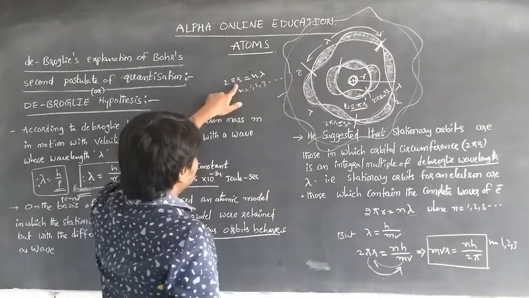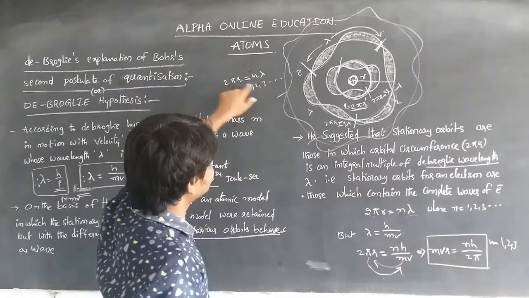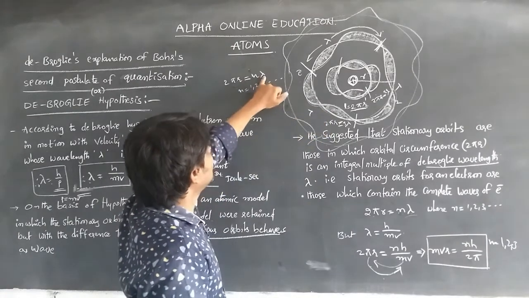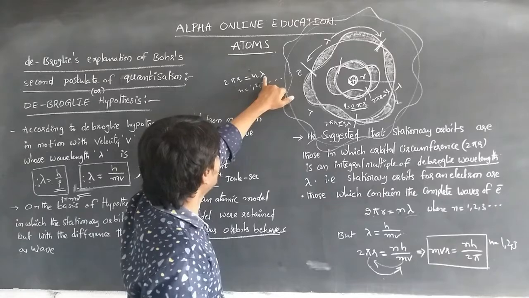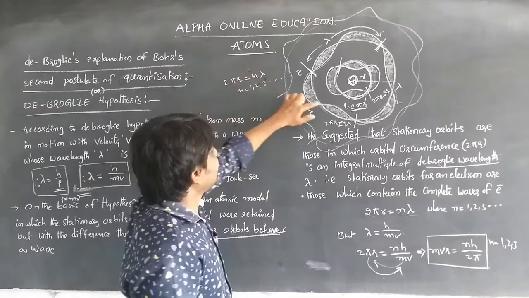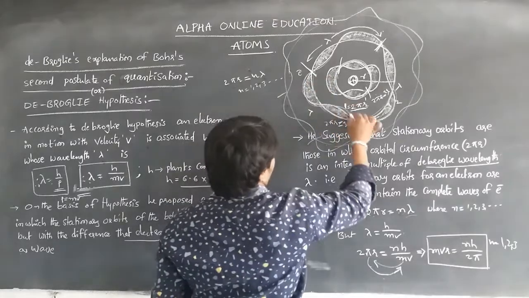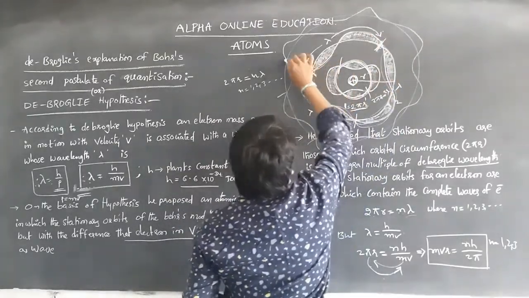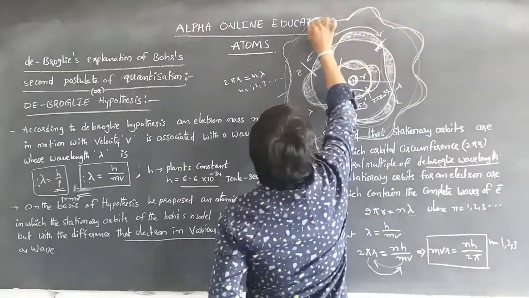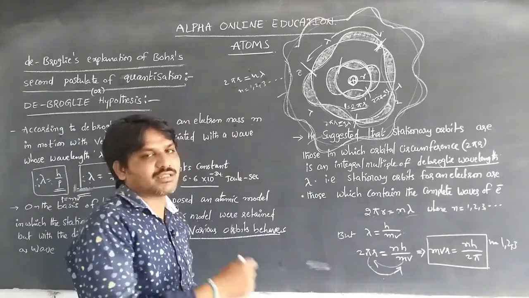So the stationary orbits are those whose orbital circumference, that is 2 pi r, is an integral multiple of the de Broglie wavelength, that is, those which contain the complete waves of electron, meaning a number of waves. Here 1, 2, 3, and 1, 2, 3, 4, 5, 6, 7, like this. It means a number of waves are contained whenever the electron is revolving in the orbit.